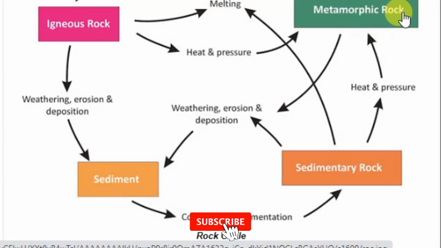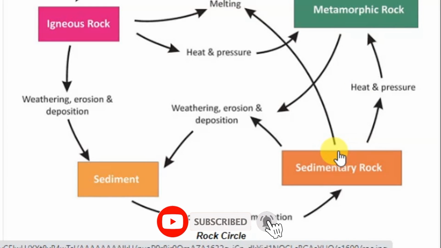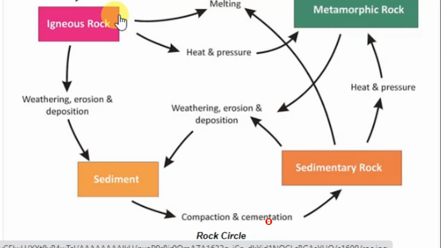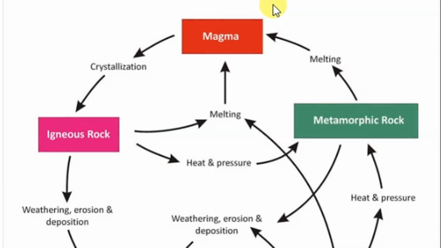But when sedimentary rocks undergo melting, they can form magma. Igneous rock, on being subjected to melting, also forms magma. So the magma is at the top of the diagram here.